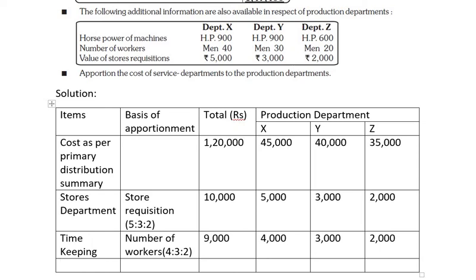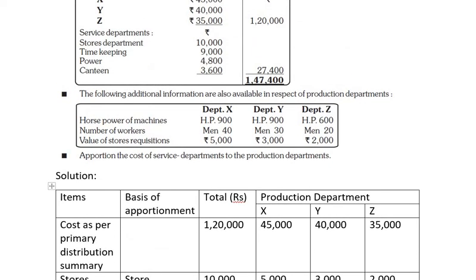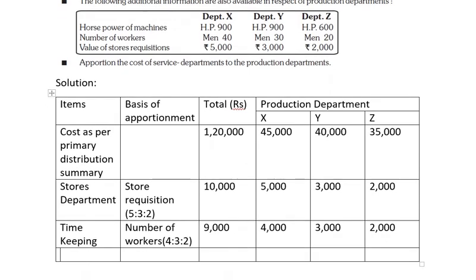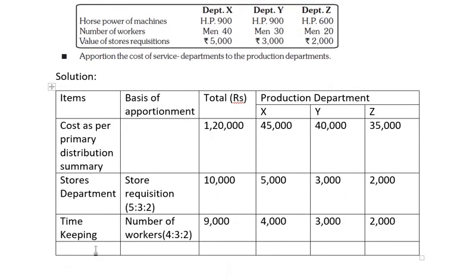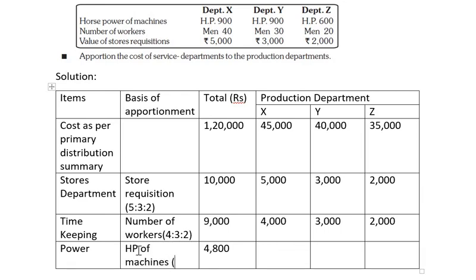Next comes power. Power is given to be 4,800. So let's divide power. Power is given to be 4,800. Now power is to be divided as per horsepower of machines. So I can write horsepower of machines. Now if you are going to see the ratio, it will be 9:9:6 or you can say 3:3:2.